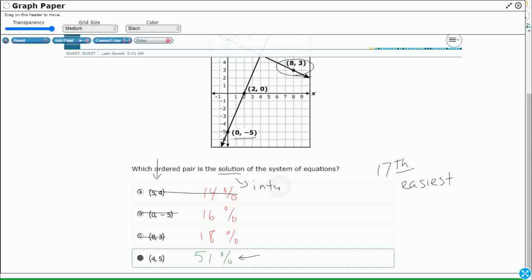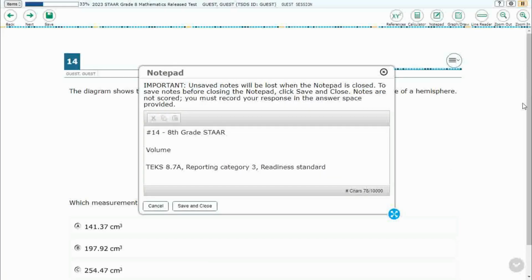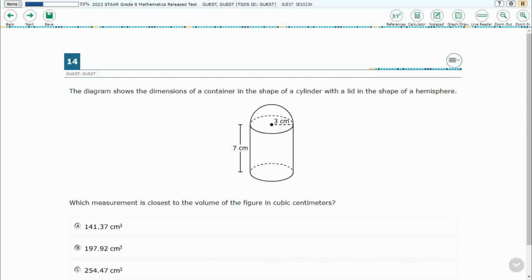Because if we can help them see that connection, that when we solve two linear equations, we're actually going to find a place where they meet so we could graph them and find the intersection, this becomes very simple. So number 14, we are looking at volume. This is a readiness standard, TEKS 8.7a in reporting category 3.